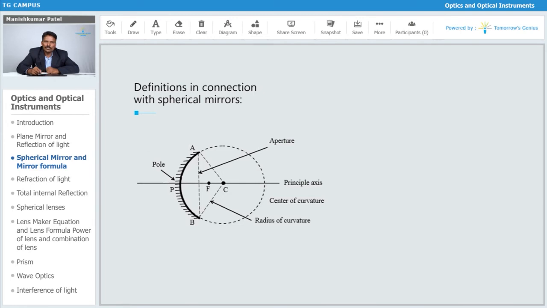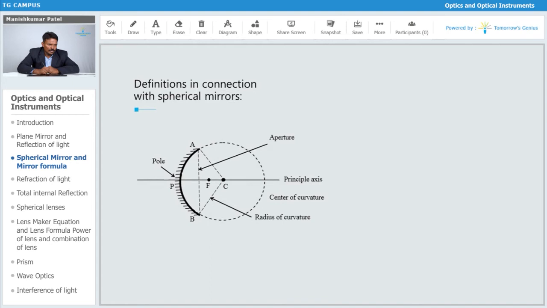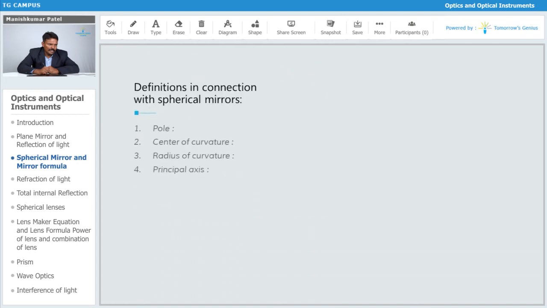Now aperture obviously means its light gathering capability. For this area we can say that it has some light gathering capability. Then the next definitions we are going to study are linear aperture and angular aperture. These two things are obviously important.